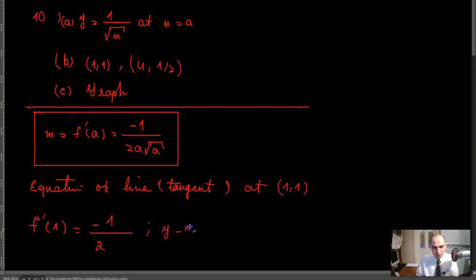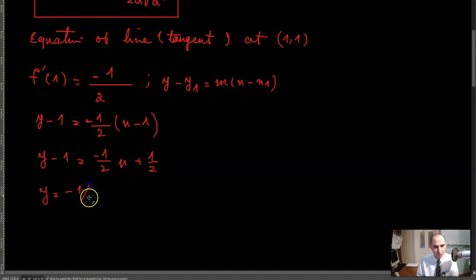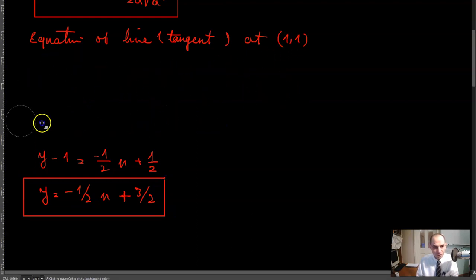And you know that y minus y1 is equal to m times x minus x1, right? Now the point is 1, 1. So you can write the equation of the line as y minus 1 is equal to negative 1/2 times x minus 1, which means that y minus 1 is equal to negative 1/2 x plus 1/2, and y is equal to negative 1/2 x, plus 1/2 plus 1, which is 3/2, right? So that's the equation of your line at (1, 1). I'll erase all of these and just write the equation over here. So that's y is equal to negative 1/2 x plus 3/2.